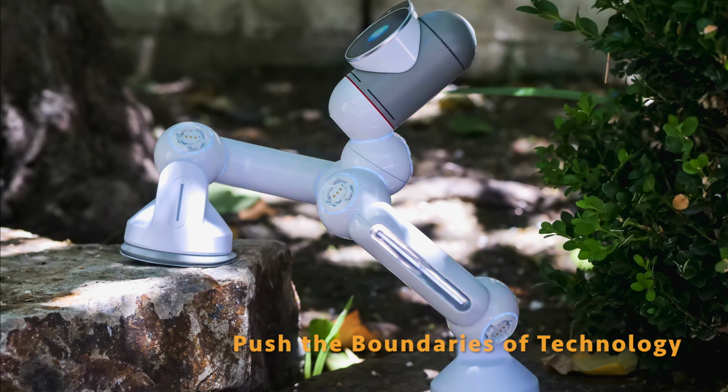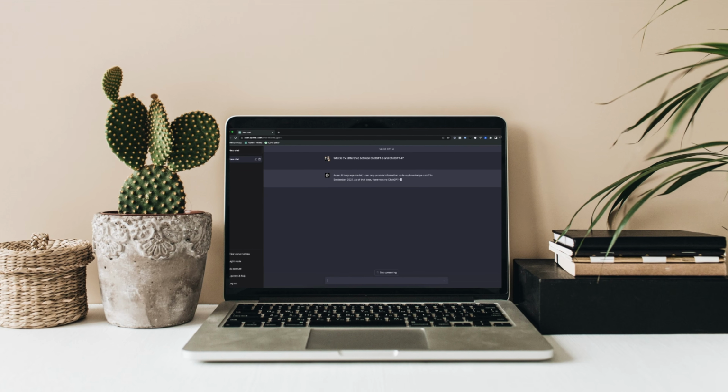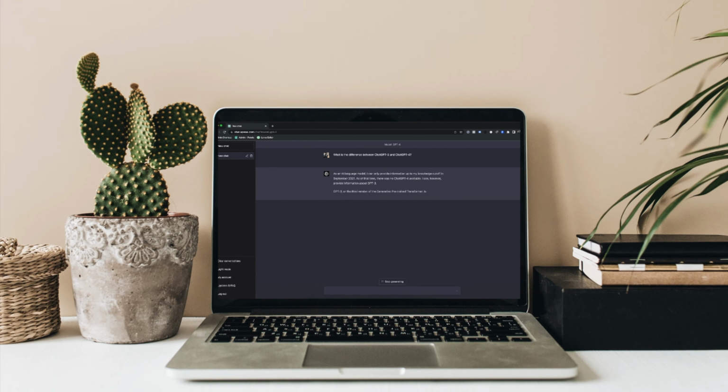By honing these critical skills, we can navigate the challenges and opportunities of the AI-driven future. Keep pushing forward, and happy coding.